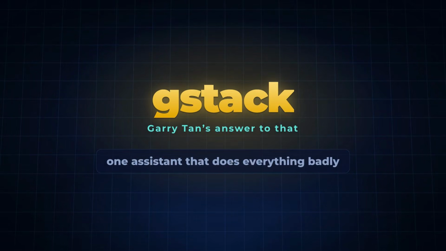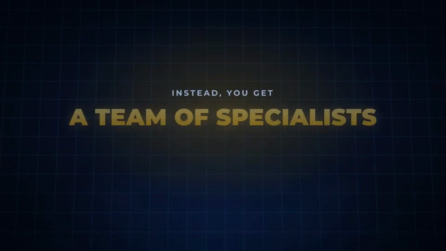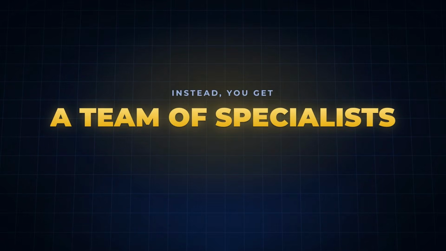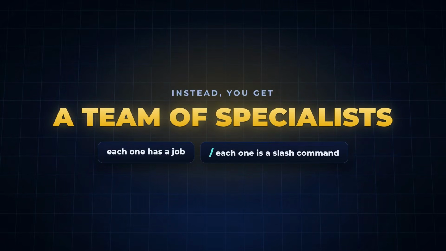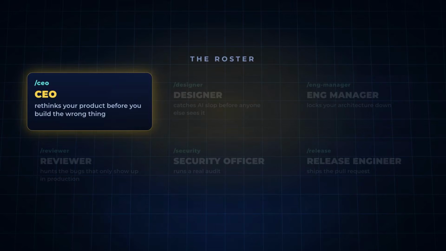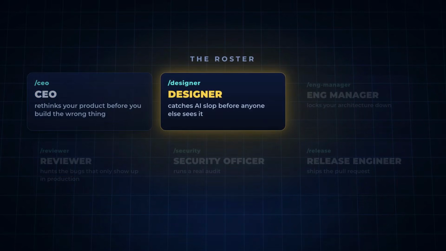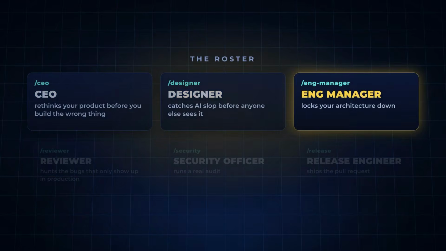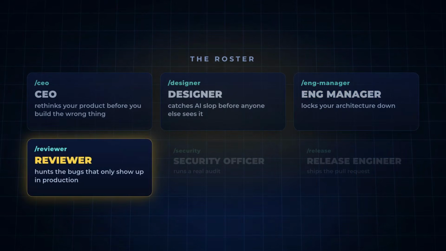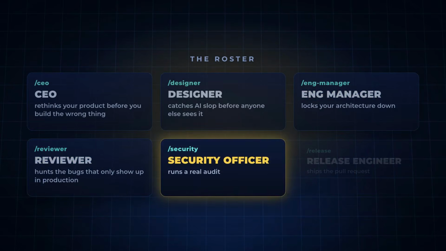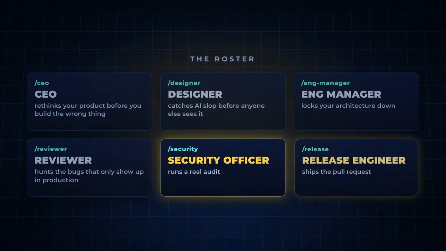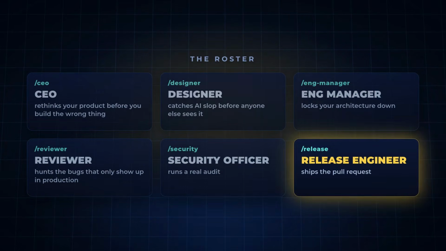Instead of one assistant that does everything badly, you get a team of specialists. Each one has a job. Each one is a / command. There's a CEO that rethinks your product before you build the wrong thing. A designer that catches AI slop. An engineering manager that locks your architecture down, a reviewer that hunts production bugs, a security officer that runs a real audit, a release engineer that ships the pull request.